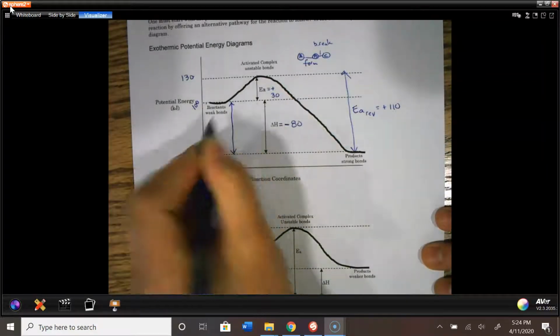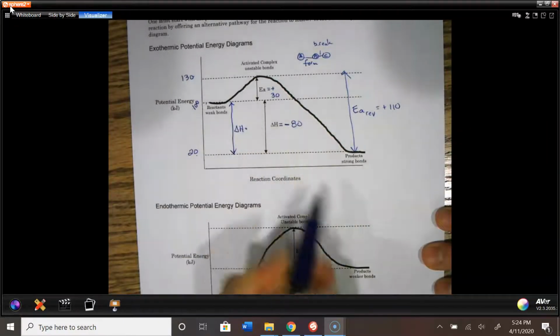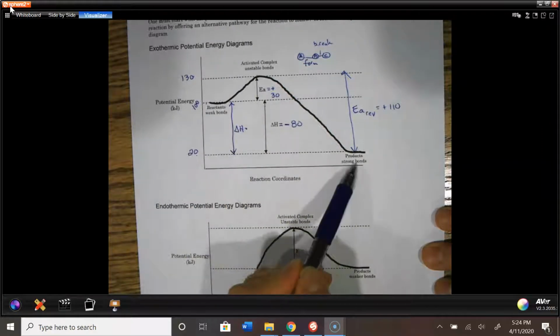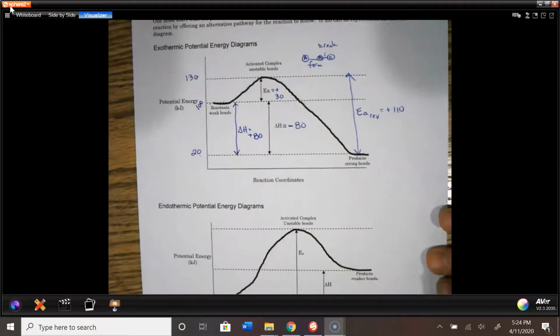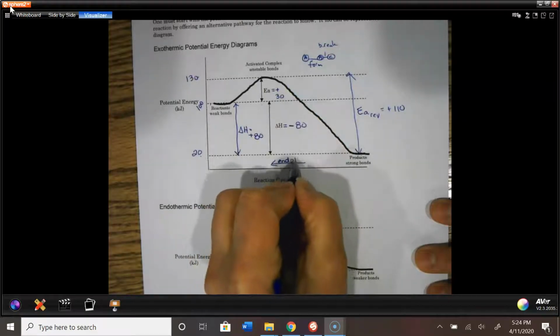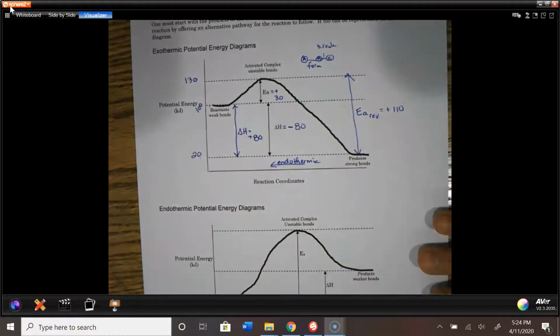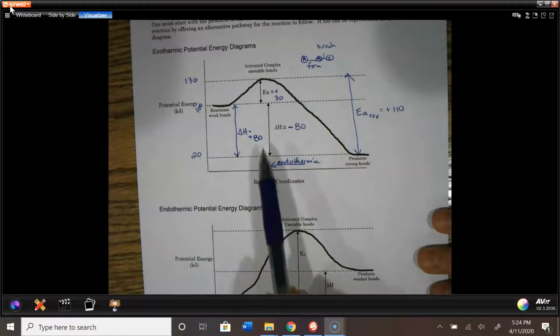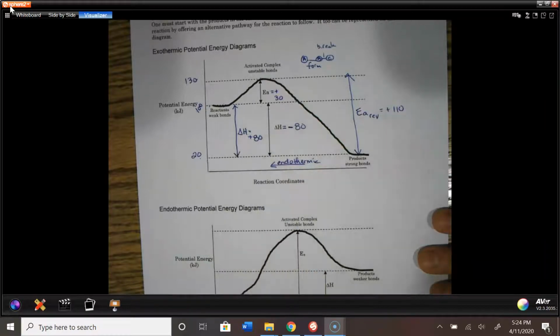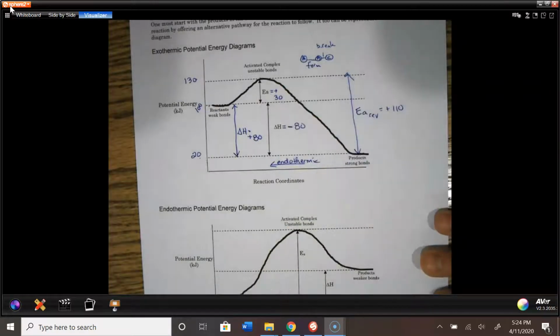Now in the reverse, the delta H is still here. It hasn't changed. But in the reverse, what happens to the value? Still 80, 20 to 100, but that's how much energy I have to put in. So in the reverse, because the delta H is a plus 80, it's now an endothermic reaction in the reverse. So if it's exo in the forward, it's going to be endo in the reverse. Delta H is going to be positive or negative depending upon which way you look at it. Activated complexes or activation energies are always positive.